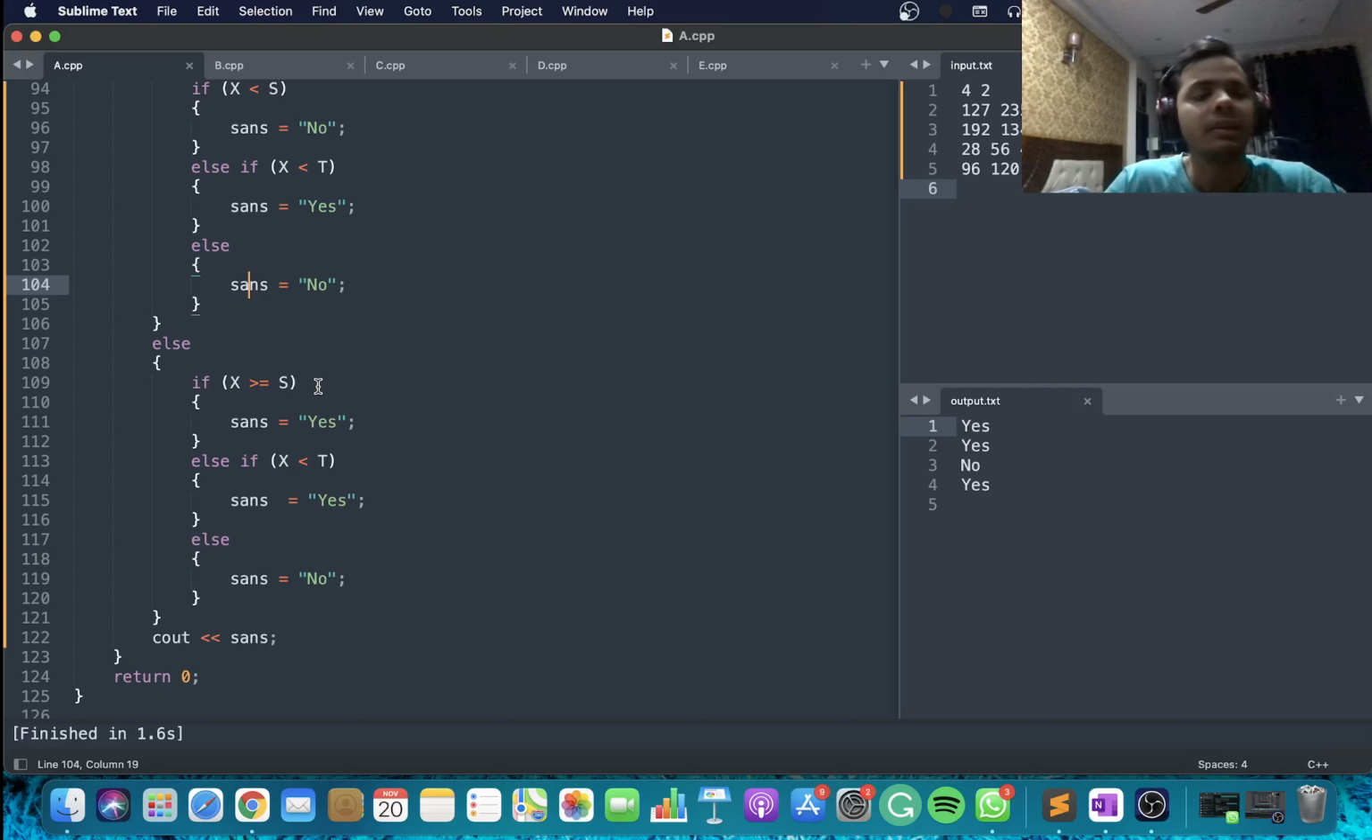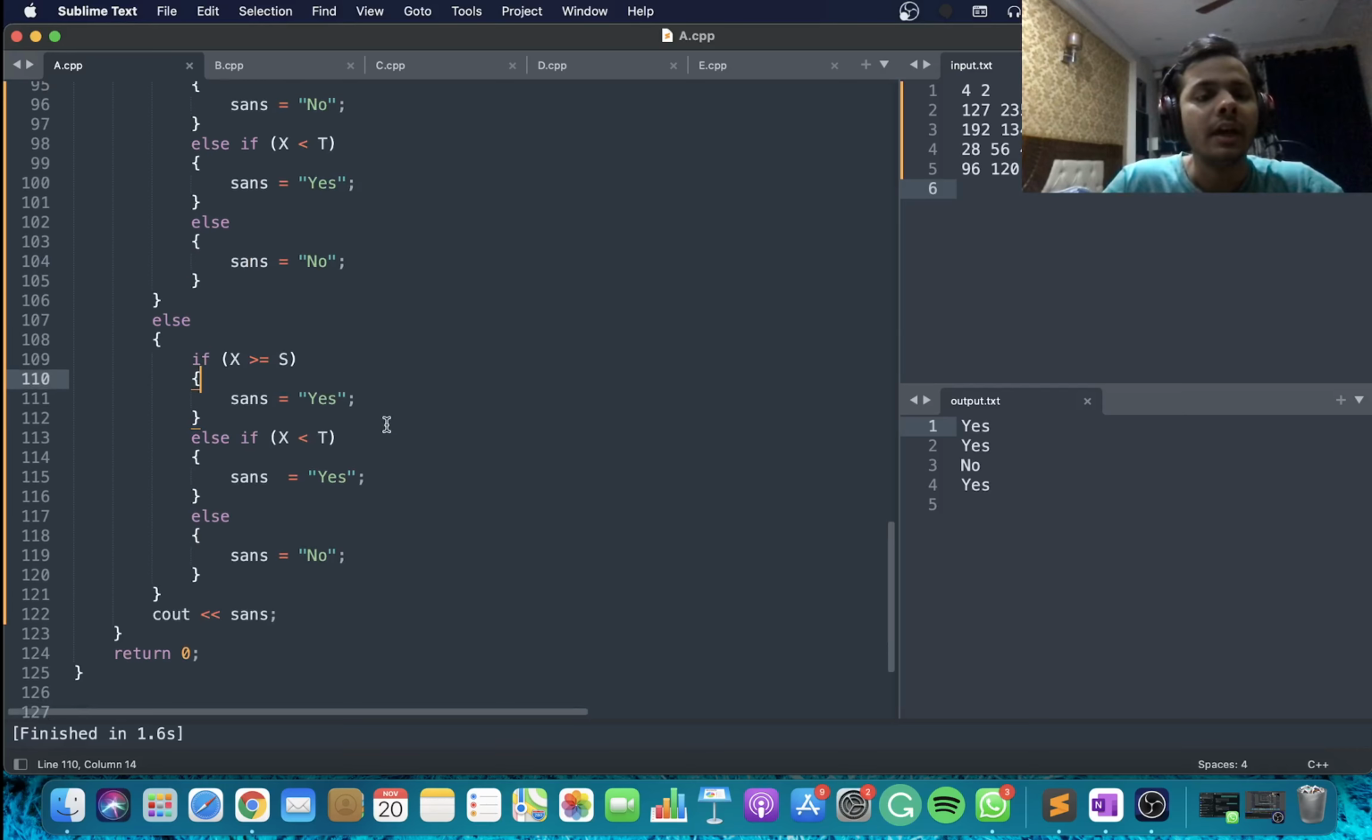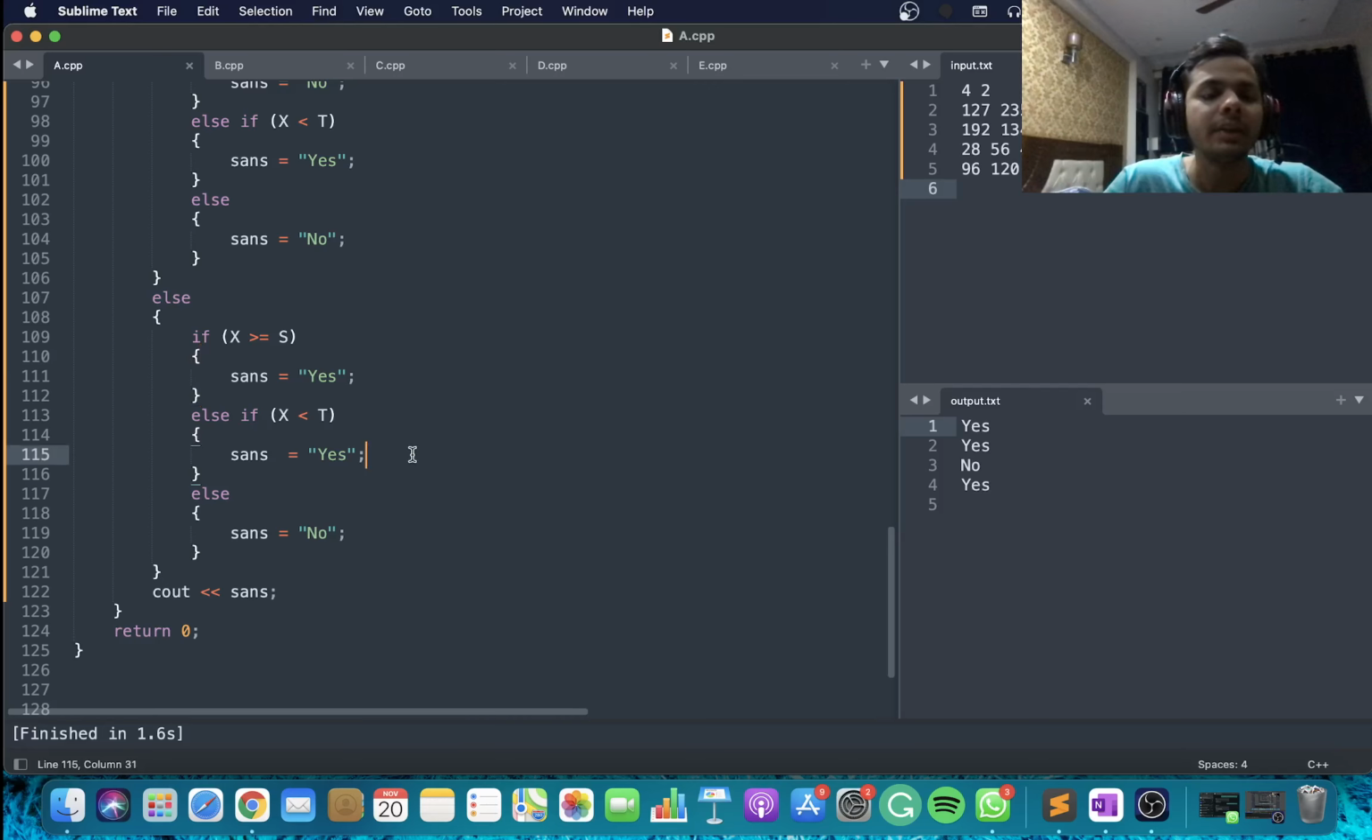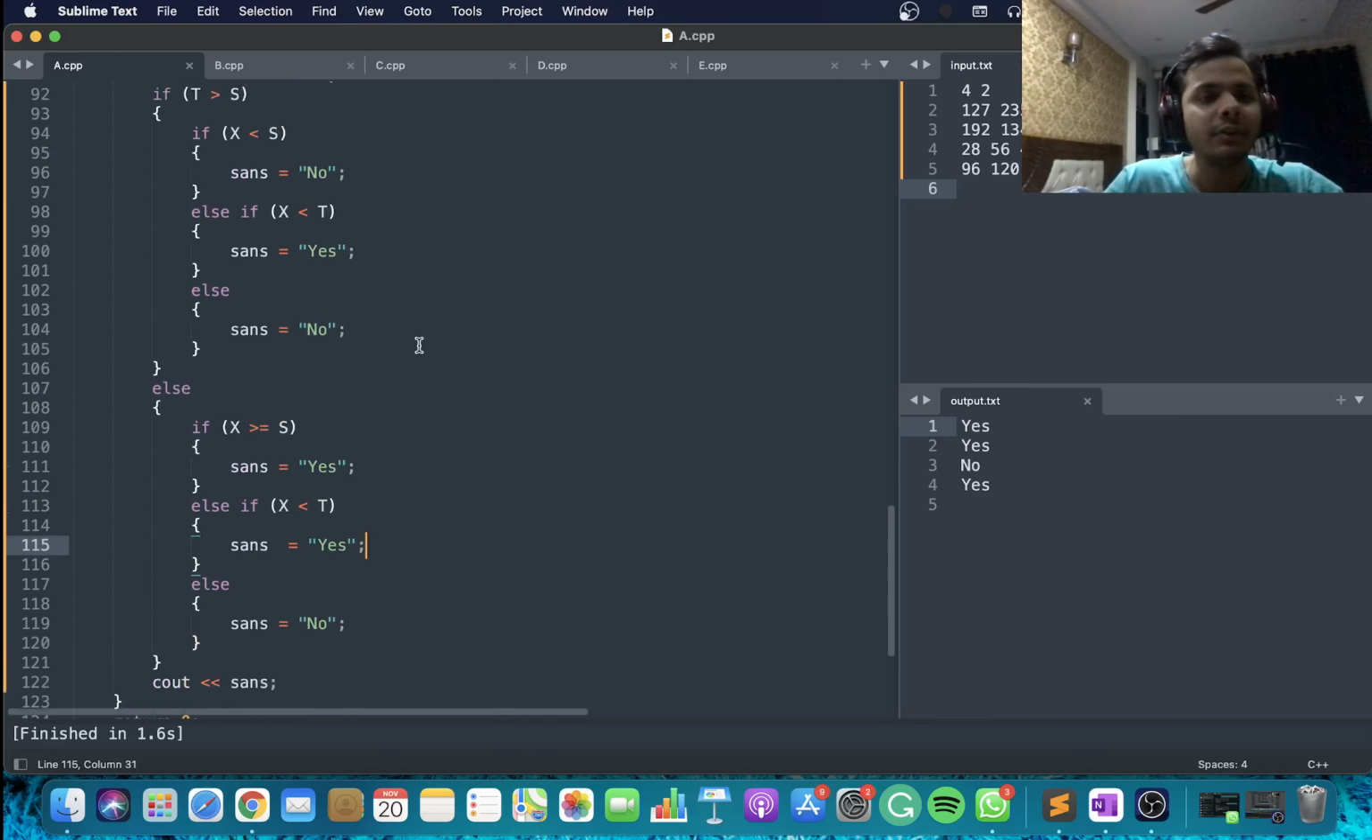So if X is greater than or equal to S, then the answer will be yes. And also, if the light has not yet been turned off the next day, that is X is less than T, the answer would still be yes. But any time between T and S, the answer will be no. So these are a few cases in this problem.